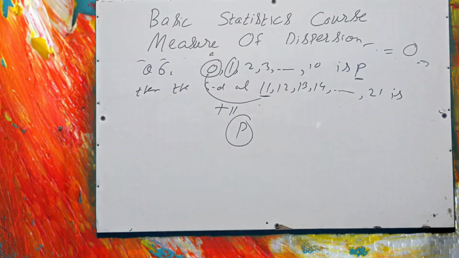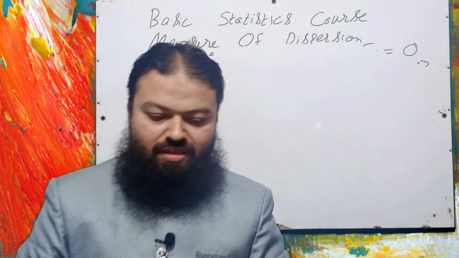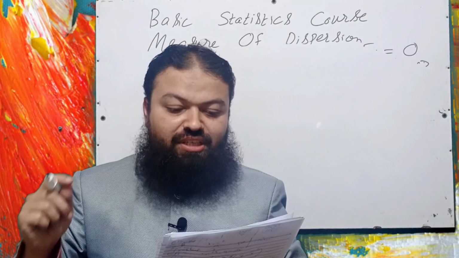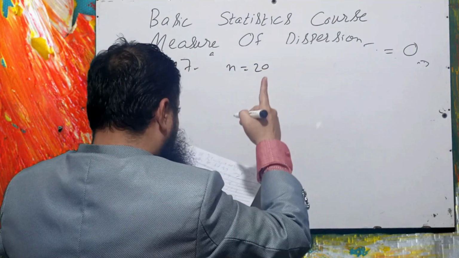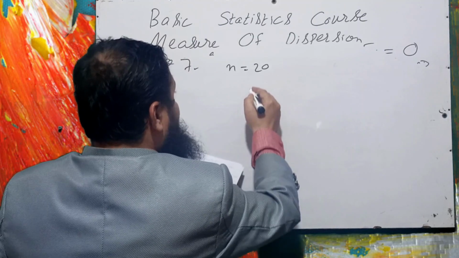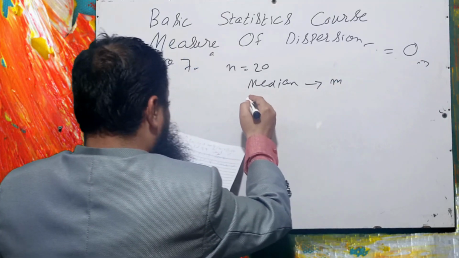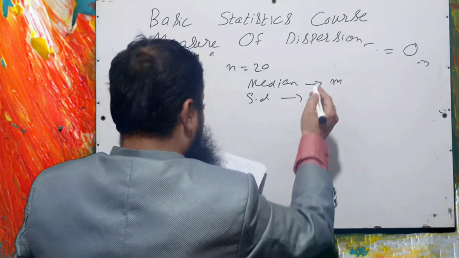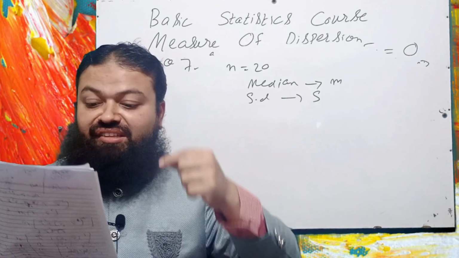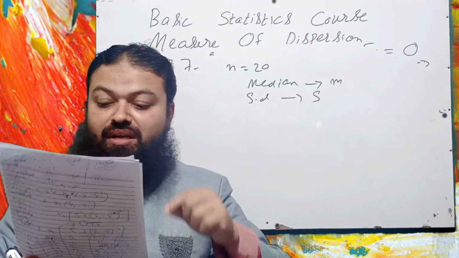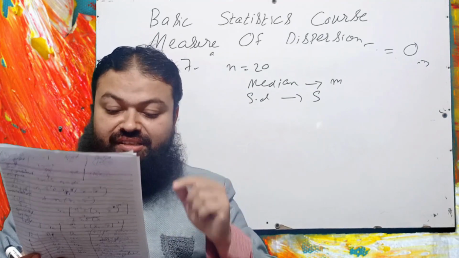Question number 7. The median and standard deviation of 20 numbers. There are 20 numbers in the data, 20 observations in the data. Median is m and standard deviation is s. 6 is added to the largest and 6 is subtracted from the smallest numbers. For this new set of observations, the median m1 and standard deviation s1 satisfy.